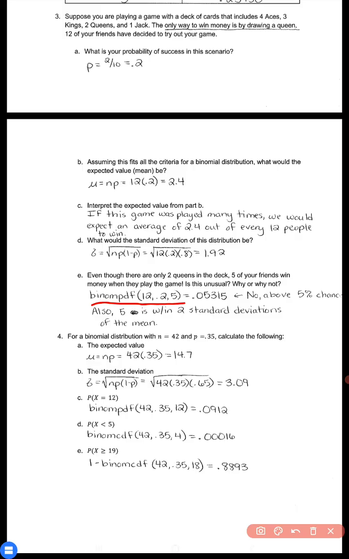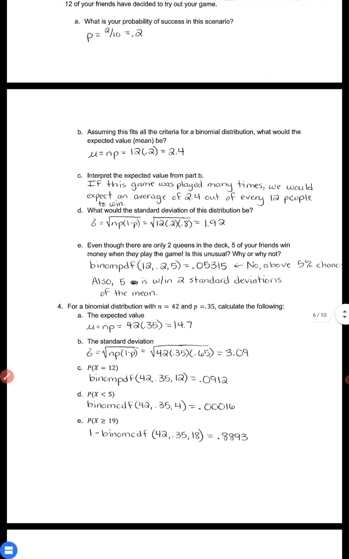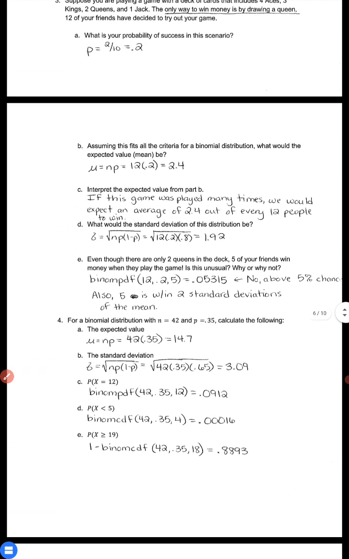Okay? So our last example here is example number 4. Okay, and what they've done here is they haven't actually given us a scenario. They've given us the values of n and p. What do those mean? N is our sample size. P is our probability of success. So if I wanted to calculate the expected value, which is also called the mean, I would take 42 times 0.35 and I get 14.7.